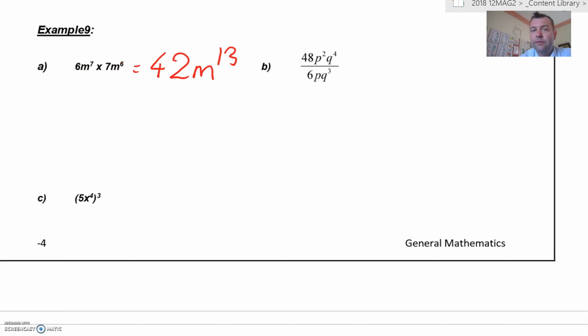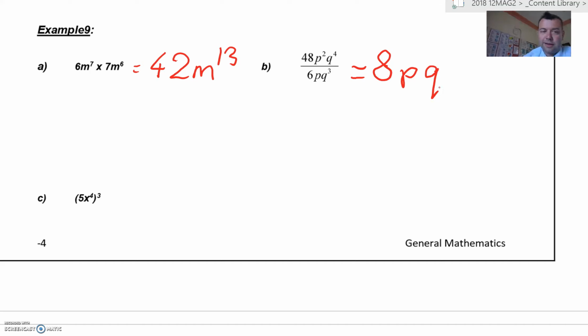Over here I'm dividing. 48 over 6 equals 8. P squared over P is just P. Q to the 4 over Q to the power of 3 is just Q. 8PQ, mind your P's and Q's. There's not going to be any for today.